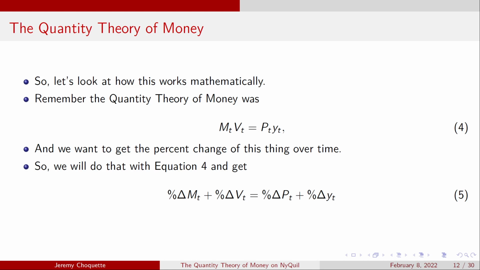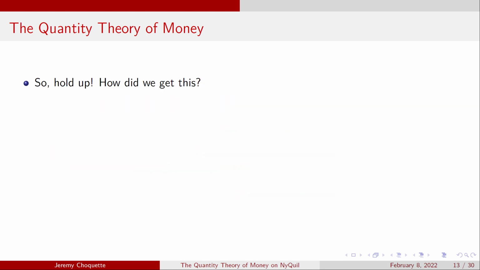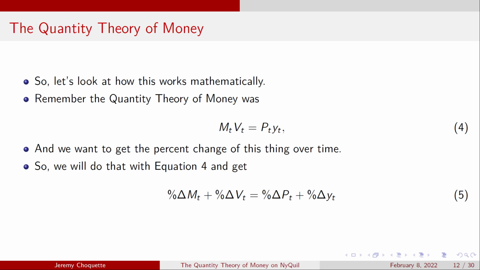Now, what's the percent change of the price level? Well, that's the inflation rate. So what we get is essentially the growth rate in the money supply plus the growth rate in the velocity is equal to inflation plus the growth rate in real GDP.